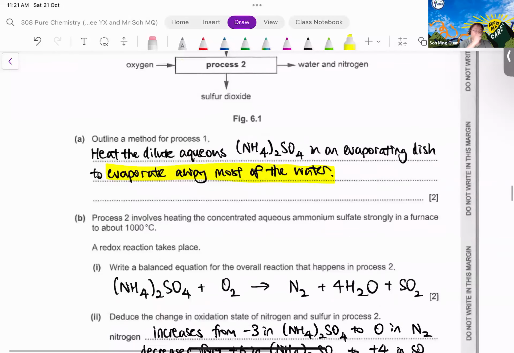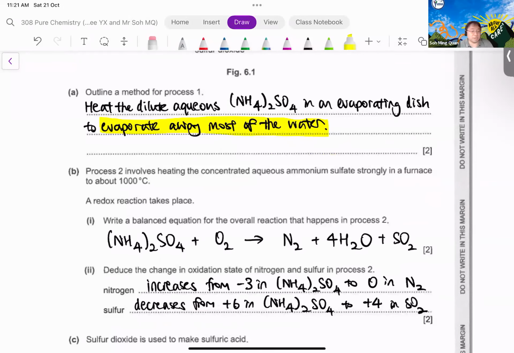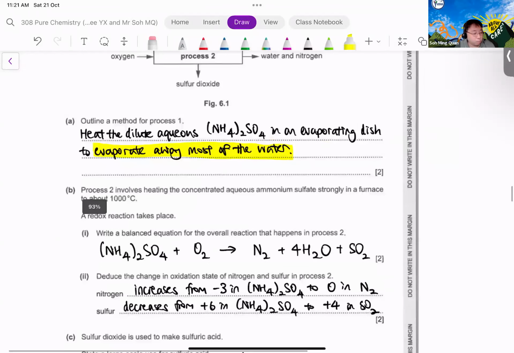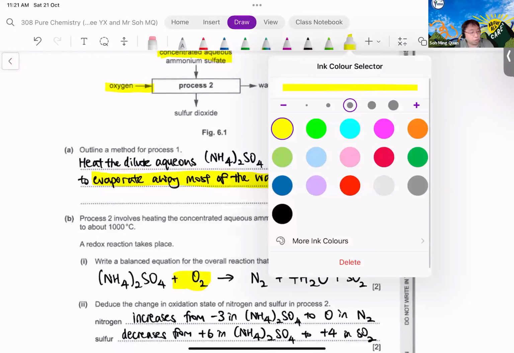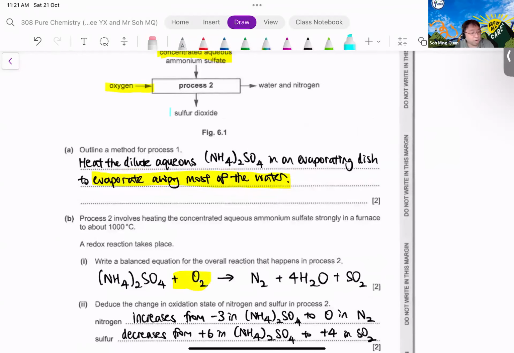Now, the next few are quite straightforward. I think the equation is difficult to write. Okay, so please be careful. Interpret the diagram correctly. So process 2, right? You must add in oxygen. So add in oxygen. Then what do you form? Very important. You form sulfur dioxide and water and nitrogen. So in blue are the products, in yellow is the reactant, ammonium sulfate as well as oxygen.